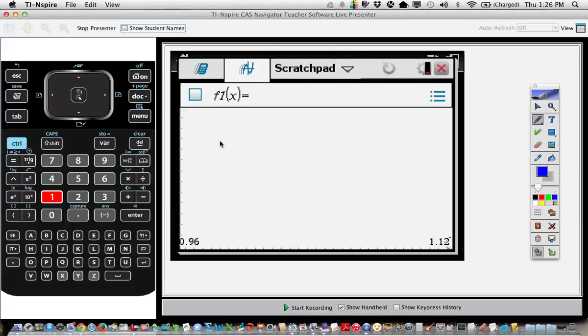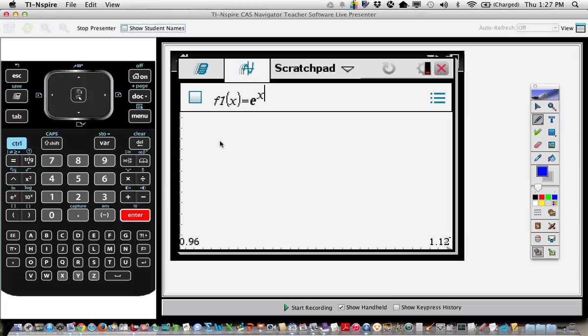So let's graph e to the x. Oops, different e, not that e. This e right here. There's a lot of e's on this keyboard. There you go. E to the x. Okay, hit enter.